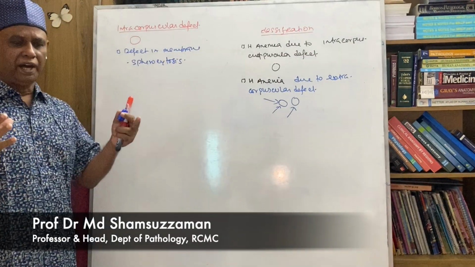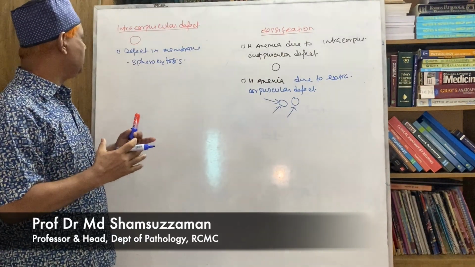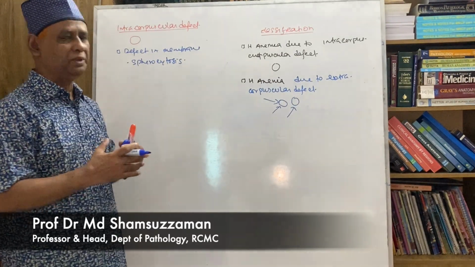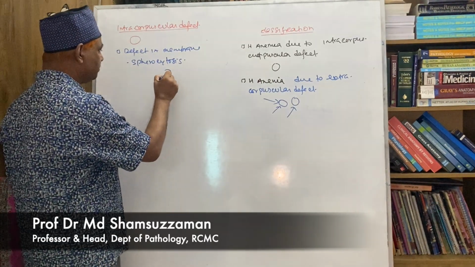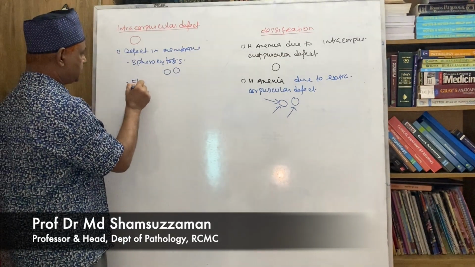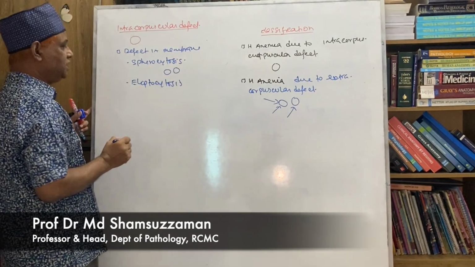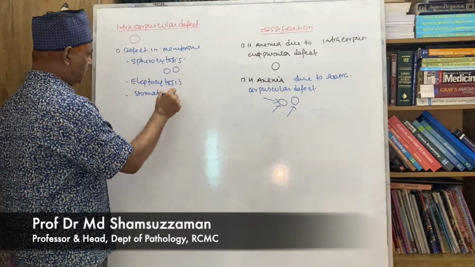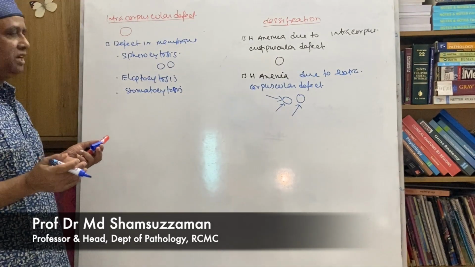Dear audience, you know, normal RBC is a biconcave disc. If the RBC becomes sphere-like, due to deficiency or defect of spectrin, one of the cytoskeletal proteins of the RBC, the RBC becomes a sphere. This is the membrane defect. Another is elliptocytosis, where the RBC becomes elliptical, and stomatocytosis. So these are the defects in membrane associated with hemolytic anemia.